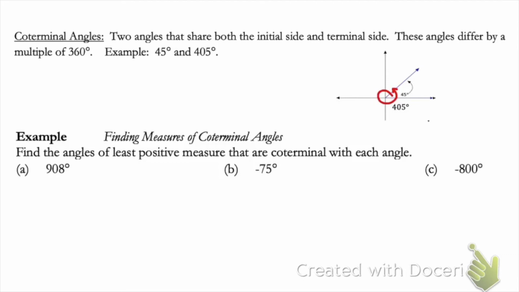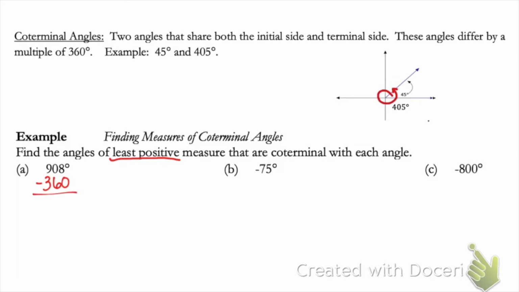We're going to find the least positive, that's important, least positive measure that is coterminal with each angle. So for 908, we want least positive, so we've got to go lower. We're going to subtract 360 to get a coterminal angle. Now, if I just subtract 360 once, will that be my least positive?